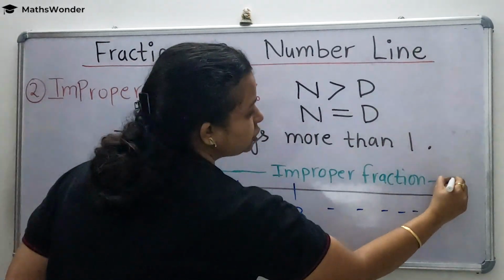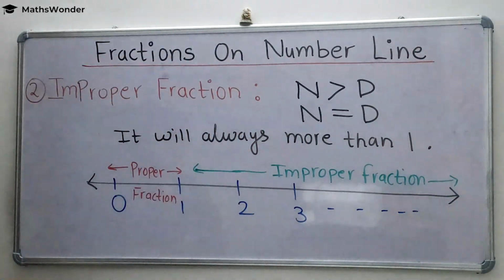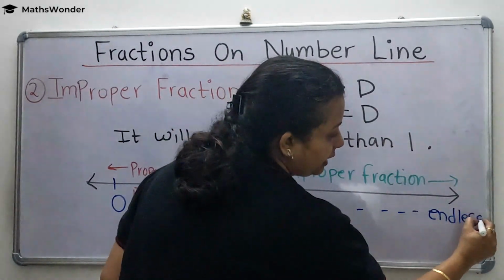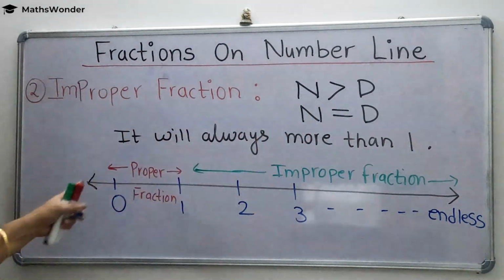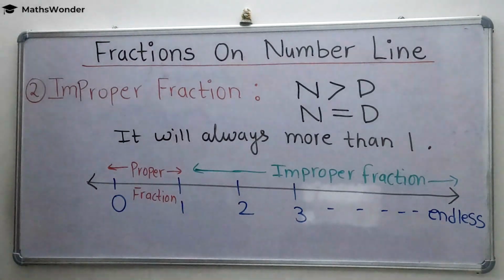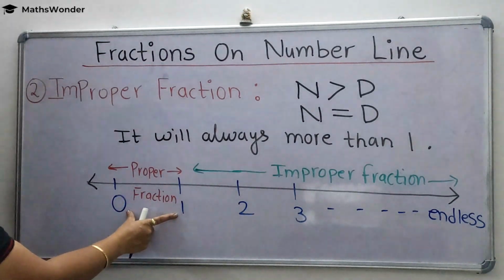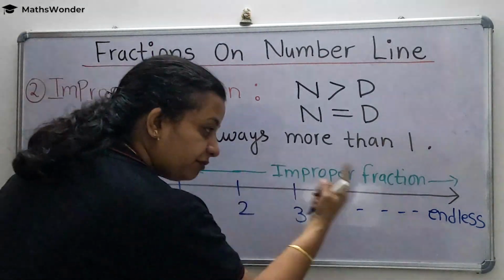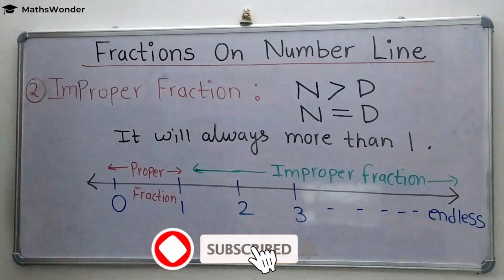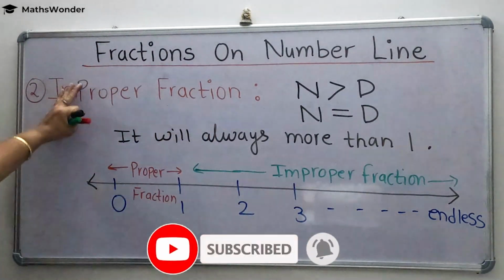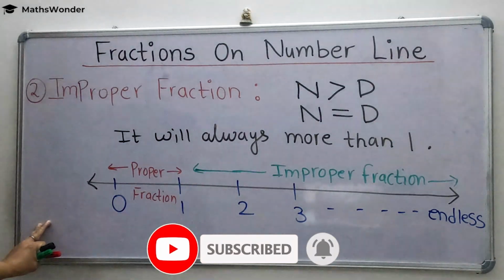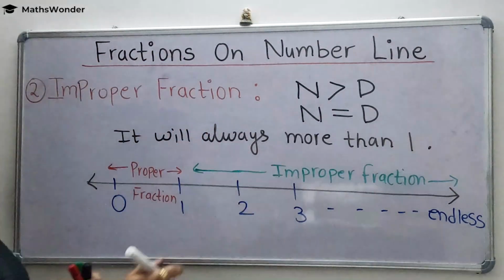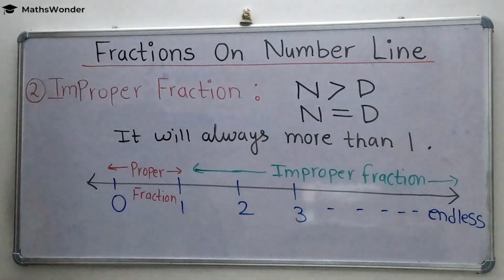So this is the range, and here it is endless, right? Everyone knows it. Arrowheads on both sides represent the endless line. Always remember, 0 to 1 we represent the proper fractions. From 1 onwards we represent the improper fractions. So whatever question we do on improper fractions, it will lie from 1 onwards. Got it? Understood the range?